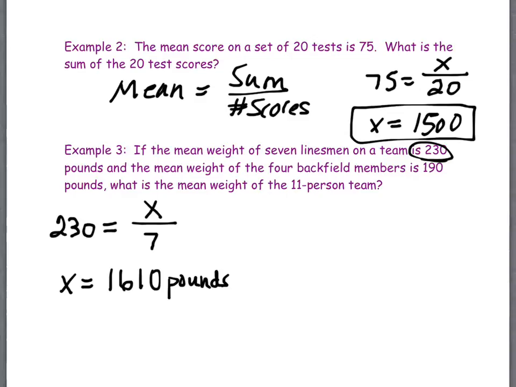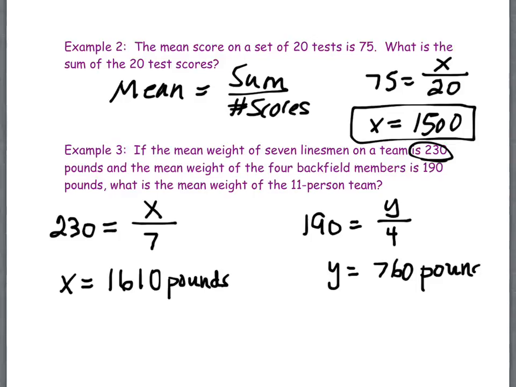Then we had 4 backfield members, and we can do the same thing. So we have our 190. I'm going to call it Y just because it's not the same number we're getting. It's actually a different quantity, so some other letter. And we have 4 of them at this weight. And so if we do the same thing, what do I get for Y? What is it? 760. Again, this is their number of pounds.